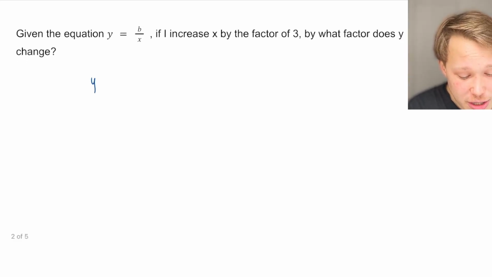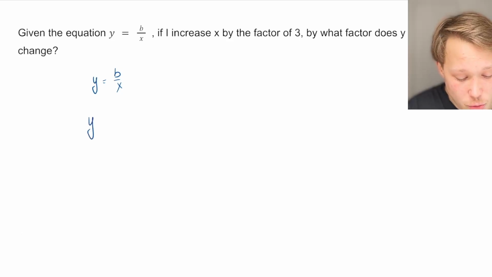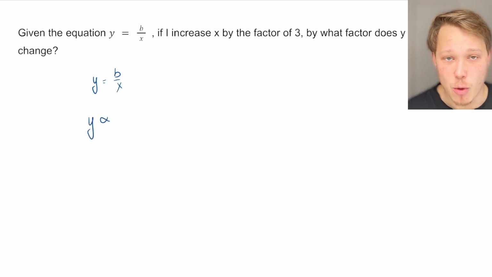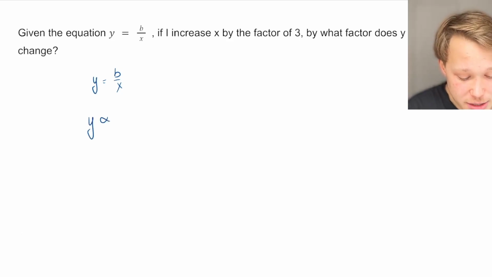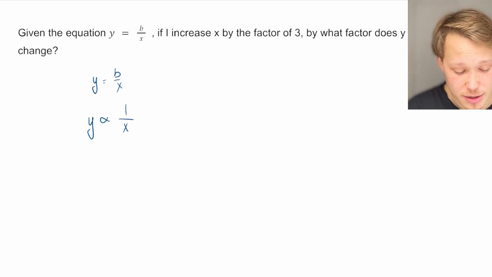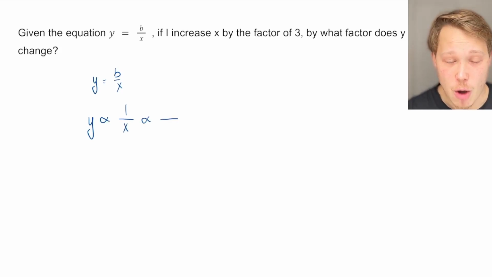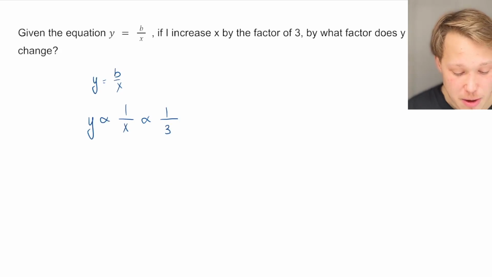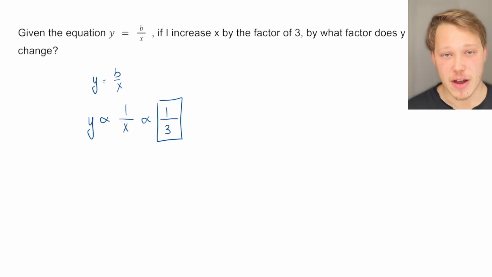So firstly, let's write this as proportionality. So that means that I'll write the proportional sign and I will just write the variable x. But x is in the bottom, right? So it's going to be 1 over x. So y is proportional to 1 over x. If I plug in the factor by which x changes, I will get the factor by which y changes. So x changes by a factor of 3. So just like this, I got that y will change by a factor of 1/3.